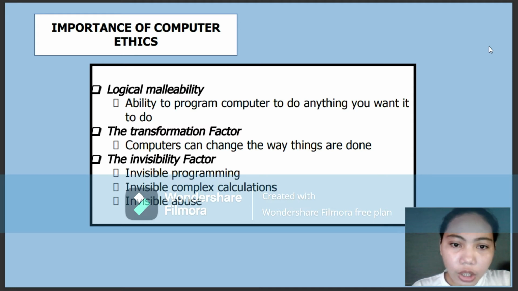It is the logical malleability that frightens society. But society is not really fearful of the computer. Rather, it is fearful of the people behind the computer who are telling it what to do.